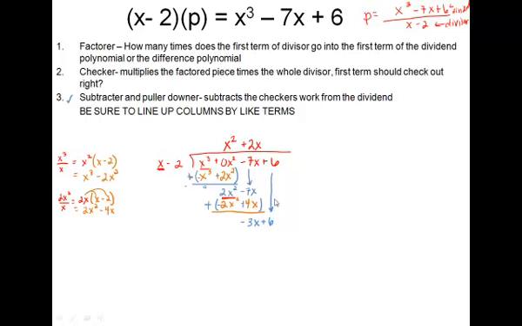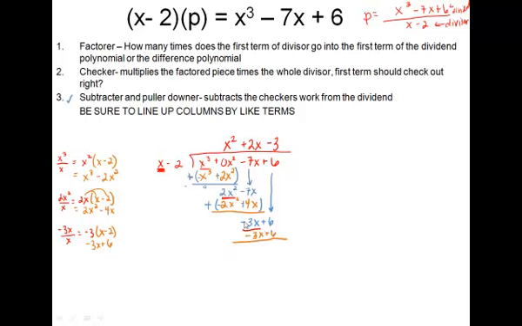Now we're back up to the factor. Through this work, we're going to ask ourselves, x times what equals negative 3x? In other words, negative 3x divided by x, and we will get negative 3. So I'm going to place negative 3 up at the top. We're going to do the checker's work, which is again taking the factor's job and multiplying by the divisor. And we're going to get negative 3x plus 6.